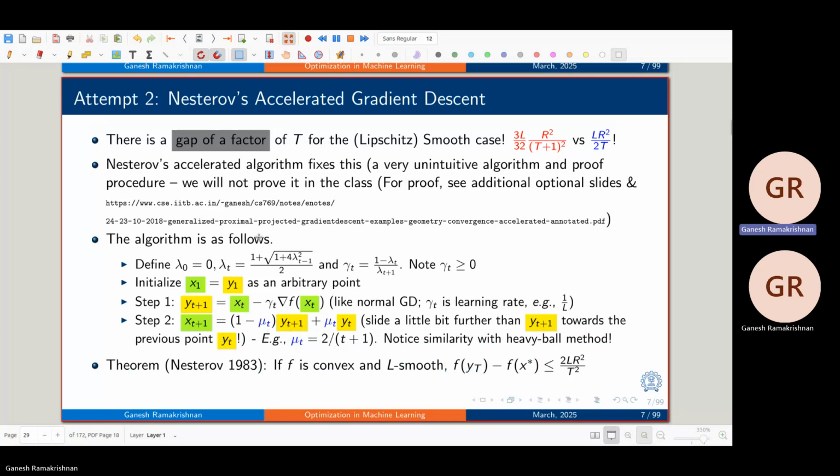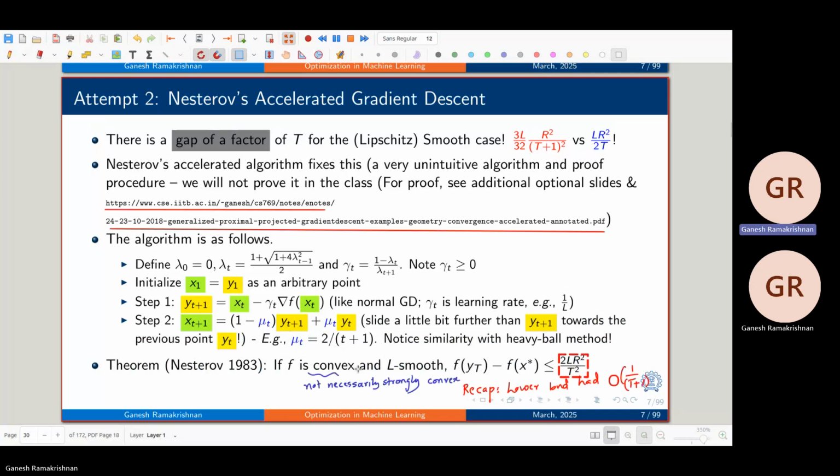There's a proof which I already presented earlier that if f is smooth, Lipschitz smooth and convex, then you get this 1 upon t squared convergence using Nesterov. So here there's no need for strong convexity. It is just convex.